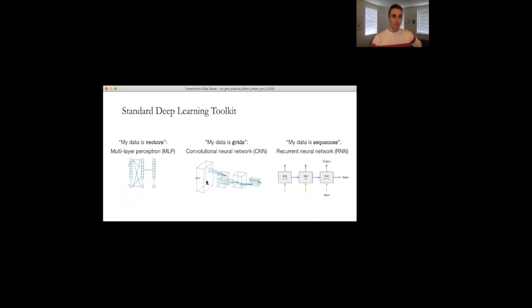So the standard deep learning toolkit: the multi-layer perceptron, as I said, is kind of like the atom of deep learning. That works on vector spaces, so you map from one vector to another vector. If your data is vectors, you have X vector, Y vector, you want to go with a multi-layer perceptron. If your data is grids, like images, maybe density data for a simulation, then you turn to convolutional neural networks. You learn a convolutional filter and you pass it over your gridded data. If your data is sequences, like a time series or natural language, you move to a recurrent neural network.